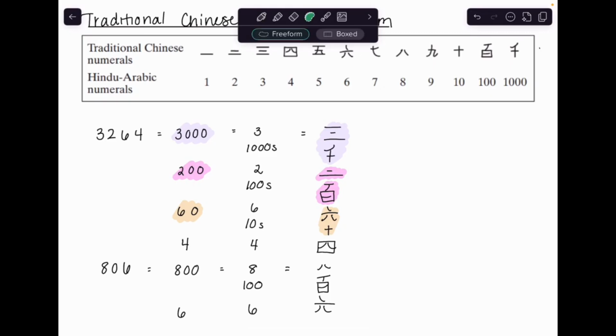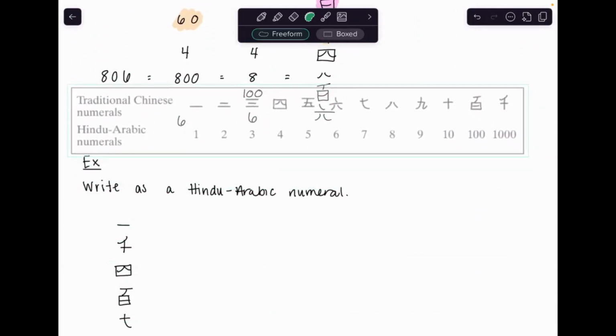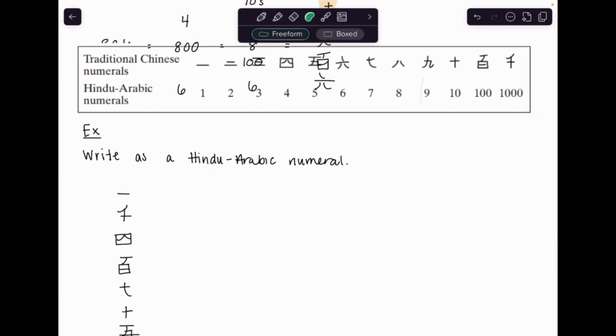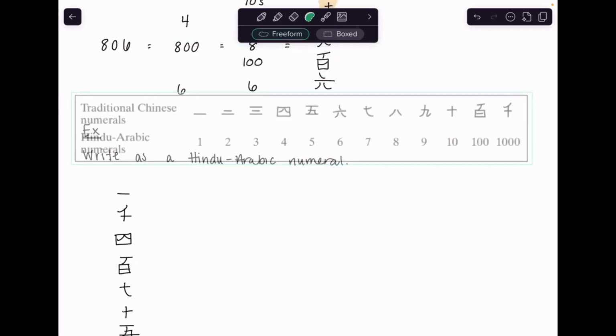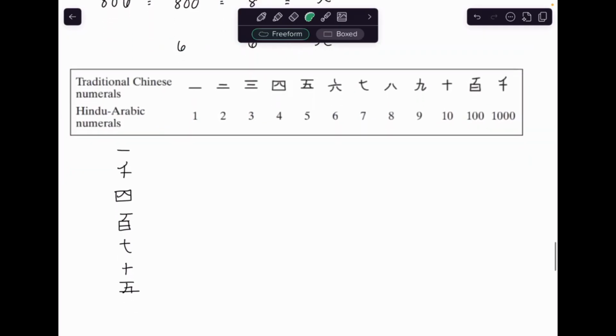So let's try an example where we're going to go ahead and we're going to be given the Chinese numeral and we want to go ahead and write it as a Hindu Arabic numeral. So let me pull this just down here. So what I do is the same kind of thing. I need to pick off what each of these mean.